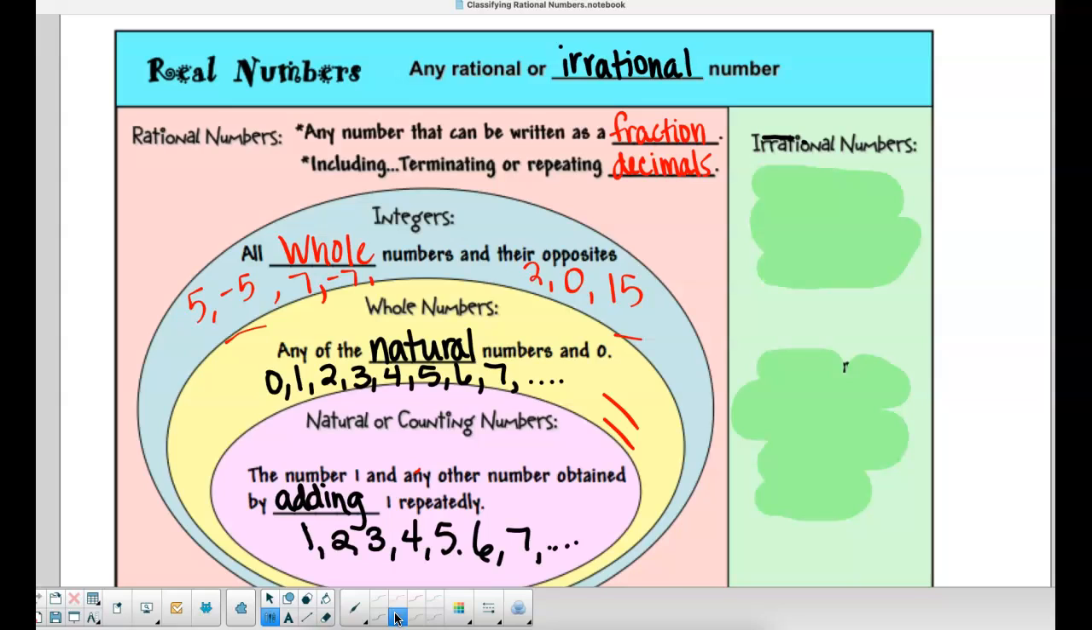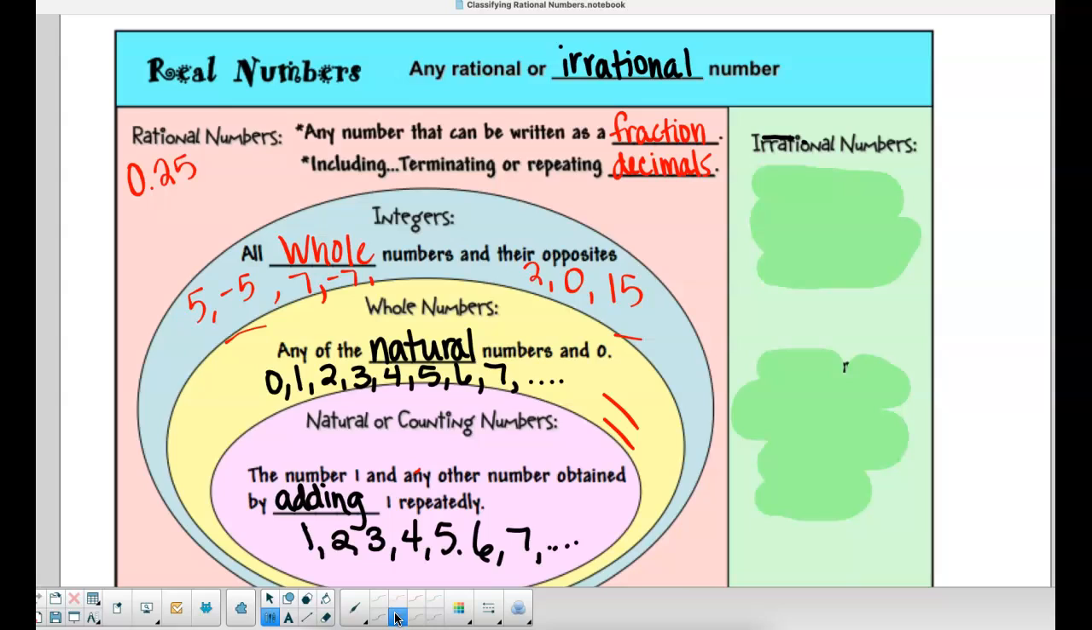So give me an example of a rational number. Based on the definition, any number that can be written as a fraction. 0.25. That's actually a terminating decimal, right? It's a decimal that stops. Okay, can you give me another example of a rational number? Any number that can be written as a fraction. Every single one of you should be able to think of one.